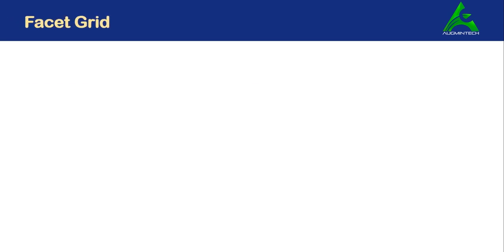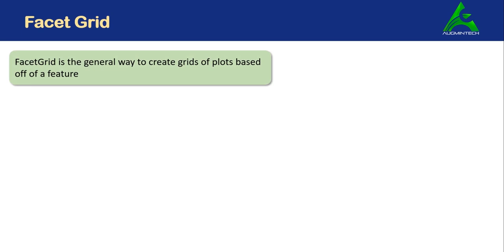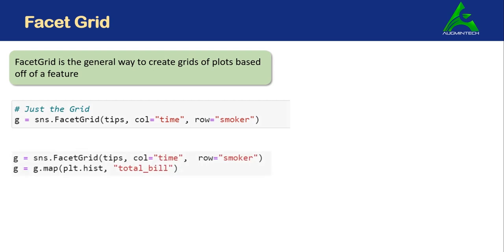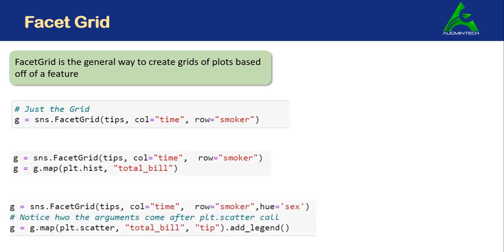Now let's discuss what a FacetGrid is. FacetGrid is a general way to create grids of plots based off a feature. So here if we say sns.FacetGrid, we can specify the rows and columns. And also we can map it to a histogram, or we can also map to a scatter plot and then add the legend.